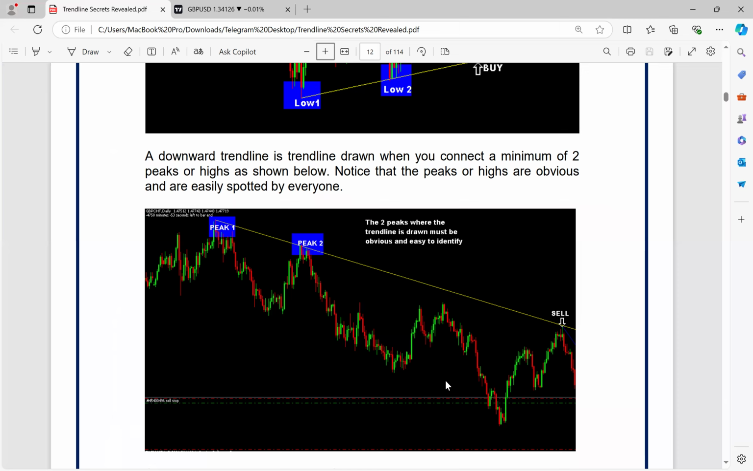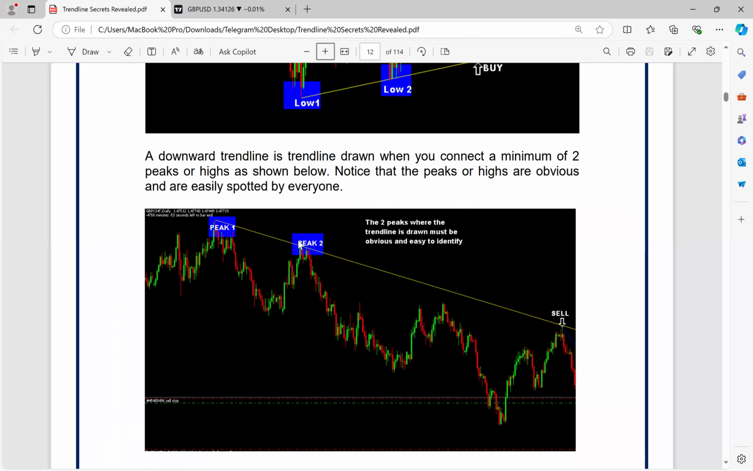So now this is another example. A downward trend line is drawn when you connect a minimum of 2 peaks or highs. Peaks can be called highs, as shown below. Notice that the peaks or highs are obvious, and you can see it in this chart. You can see peak one and peak two.